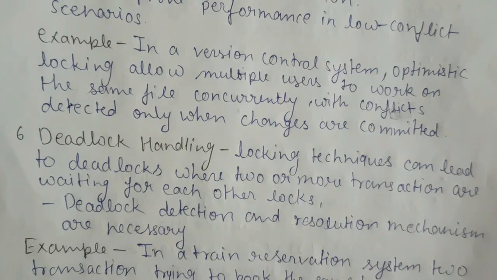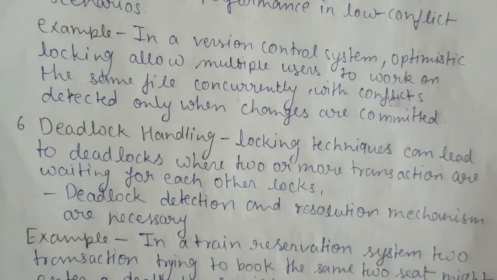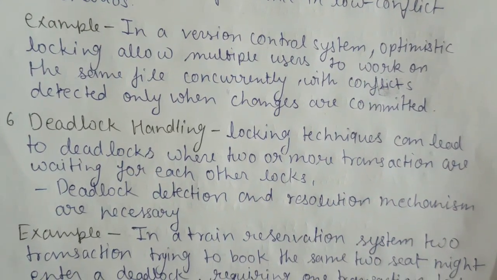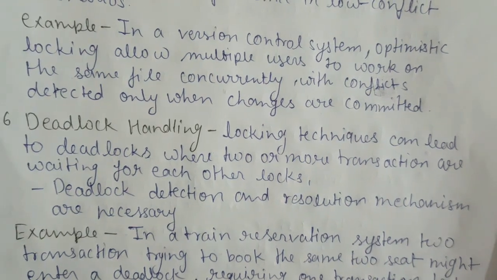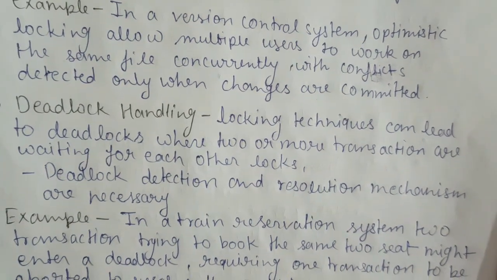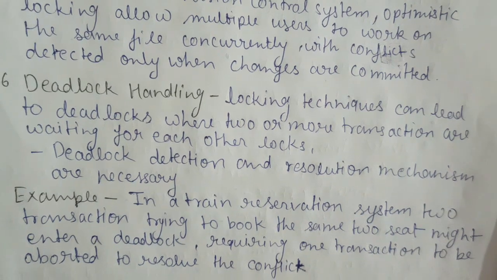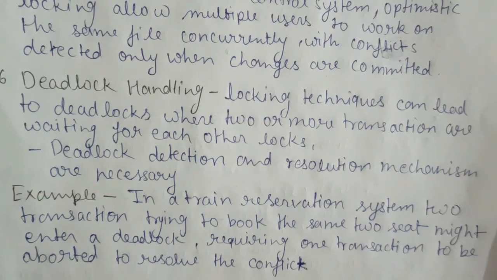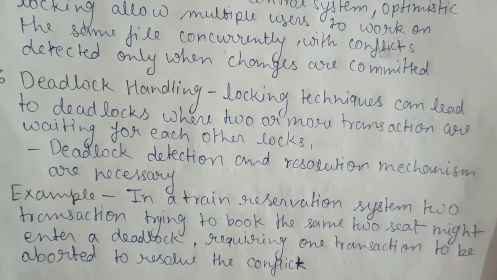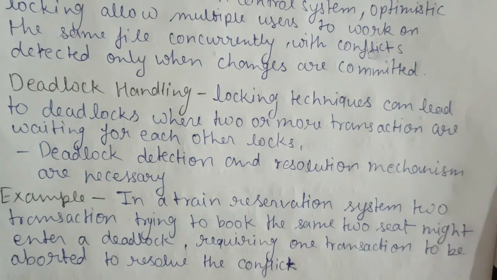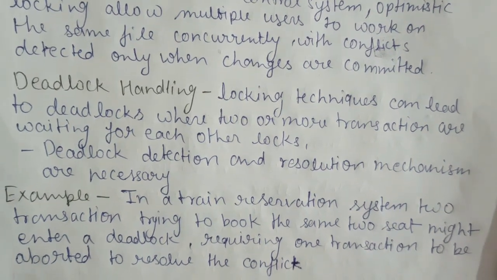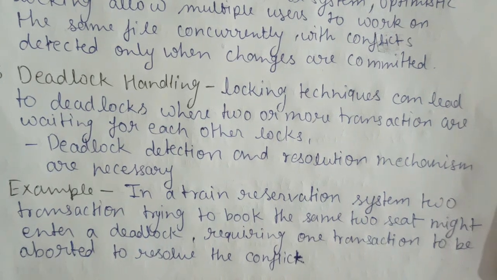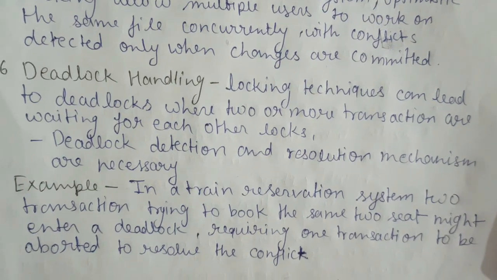Sixth is deadlock handling. Locking techniques can lead to deadlocks, where two or more transactions are waiting for each other's locks. Deadlock detection and resolution mechanisms are necessary. For example, in a train reservation system, two transactions trying to book the same two seats might enter a deadlock, requiring one transaction to be aborted to resolve the conflict.